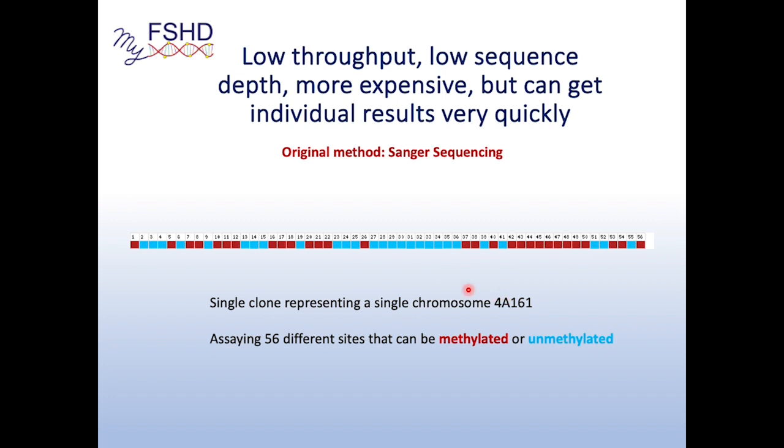All right, so what does it look like? Well, here we're going to look at 56 CpGs. Remember I told you just a second ago that in humans, only Cs that are in a CG dinucleotide can be methylated. They can be methylated or unmethylated.